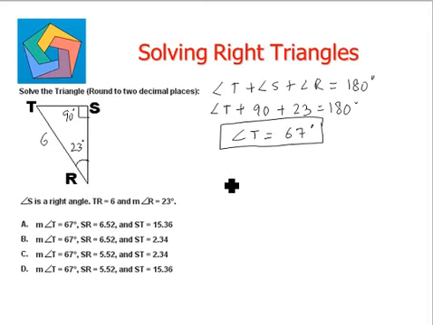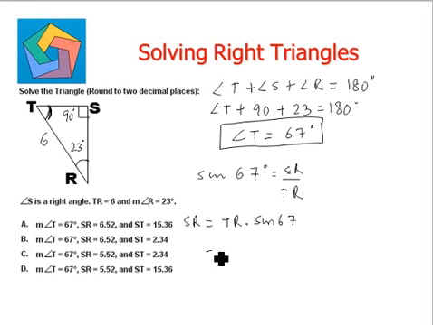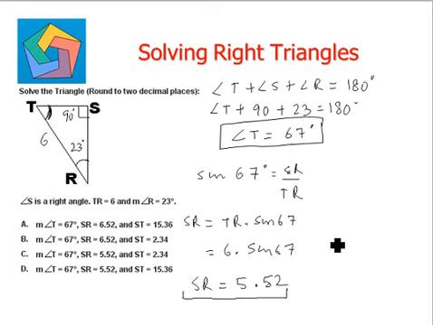To find out the side lengths, first we use sine of 67 degrees, which is here, that is the opposite, SR, divided by the hypotenuse TR. So SR equals TR times sine of 67. TR is 6, times sine of 67. We use a calculator to find sine of 67 and multiply it with 6. We get the answer SR as 5.52. This is the value of SR.